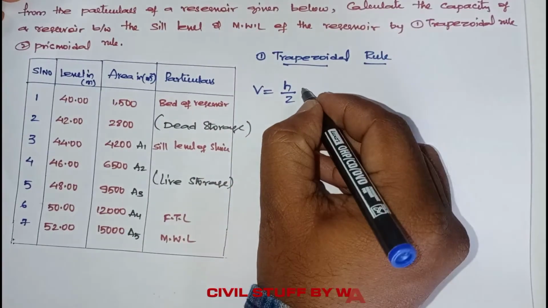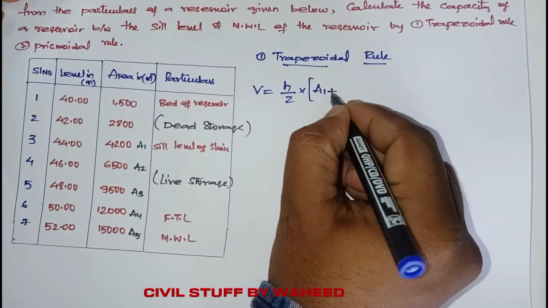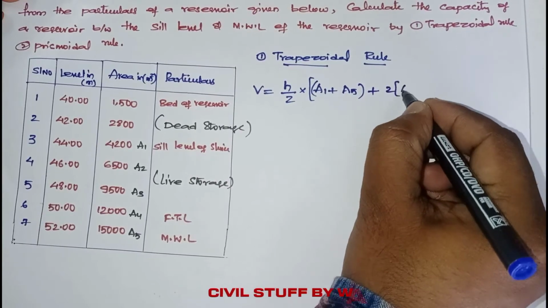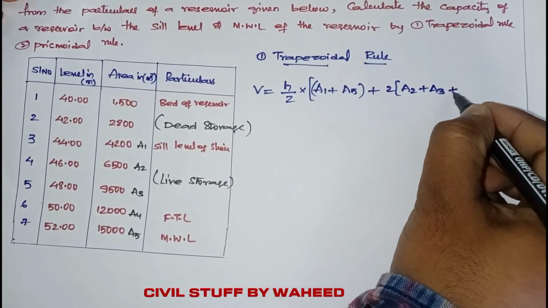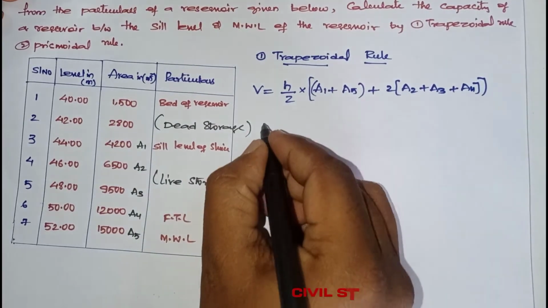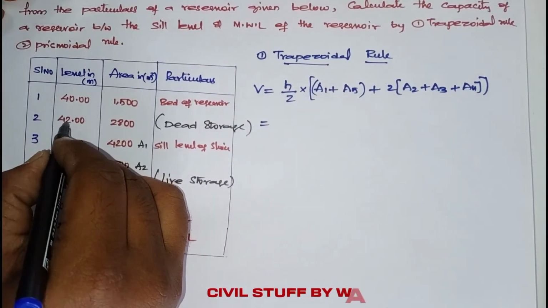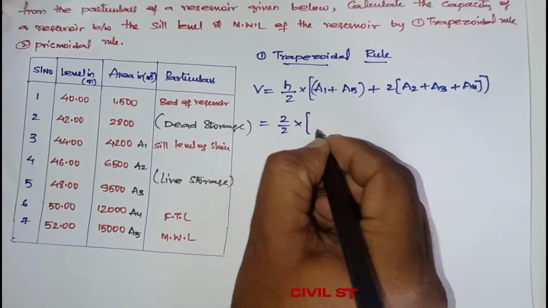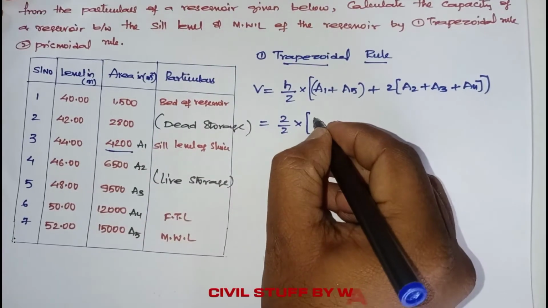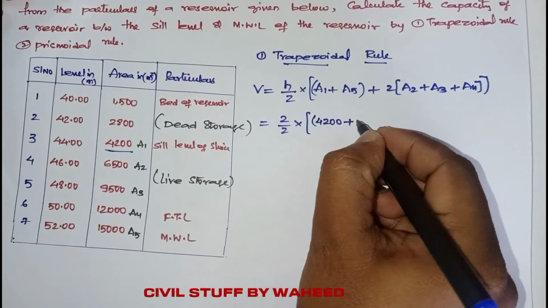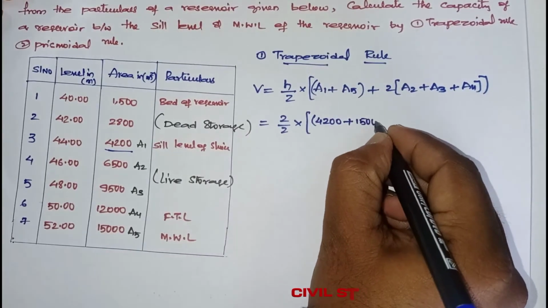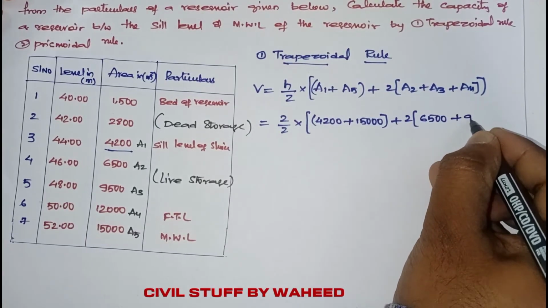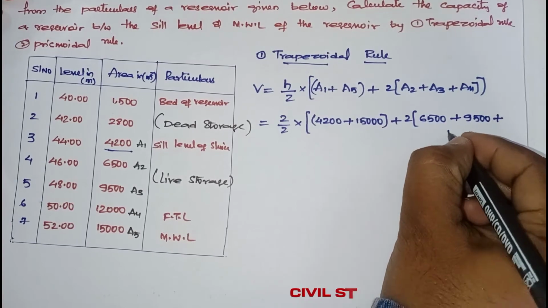V equals H by 2 into first area plus last area plus 2 times of remaining areas. Now what is the contour interval here? 40, 42, 44 means 2. So 2 divided by 2 into the first area, this one you have to take, so 4200 plus 15,000 plus 2 times of 6500 plus 9500 plus 12,000.